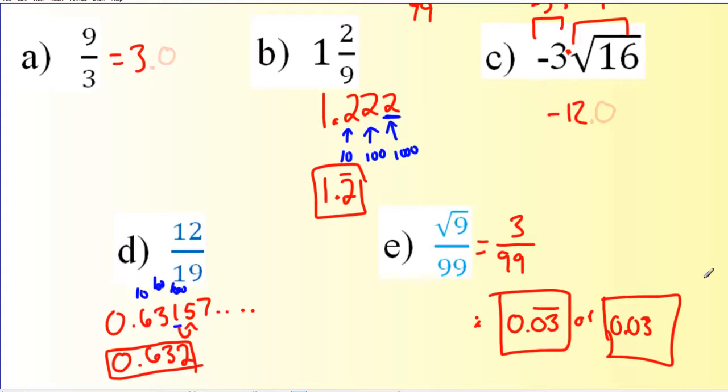So to change a fraction to a decimal, we divide. To change a square root to a decimal, we take the square root. You evaluate. You do the math.